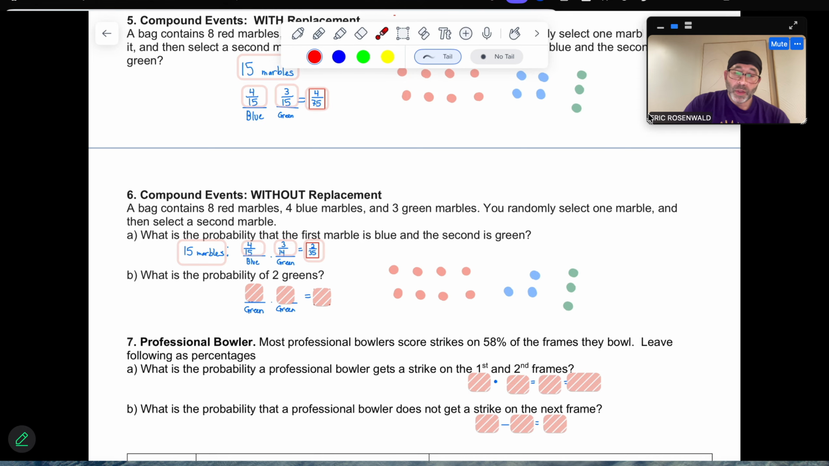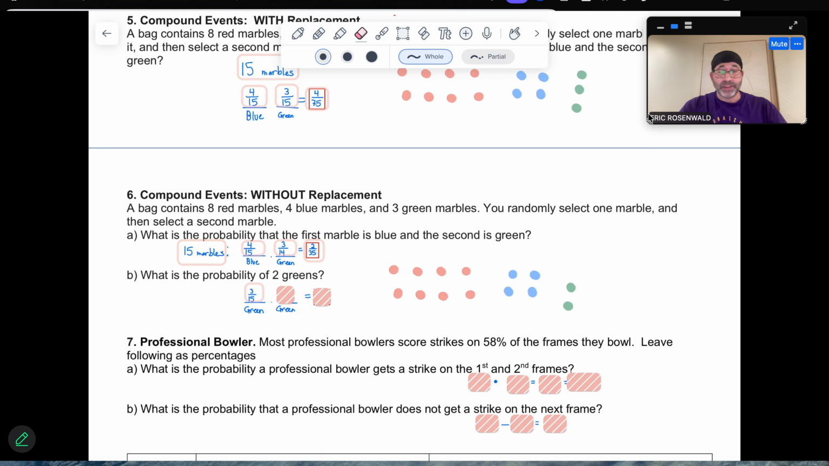Okay? Let's start over again. Let's talk about the next problem. What is the probability that I'm going to draw 2 greens and there's no replacement? Okay? All right, well, let's look at this. So we look at the greens. There are 3 greens here. So the first marble that I'm going to draw has to be a green. So it's going to be 3 out of 15.